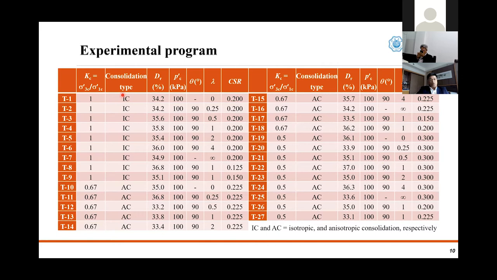Okay. And here is the experiment program. We consider the isotropically consolidated condition and the anisotropically consolidated condition. The relative density Dr is almost the same, and Pc is kept at 100 kPa. The main parameters we considered are lambda and the CSR. Lambda means the stress ratio, okay.